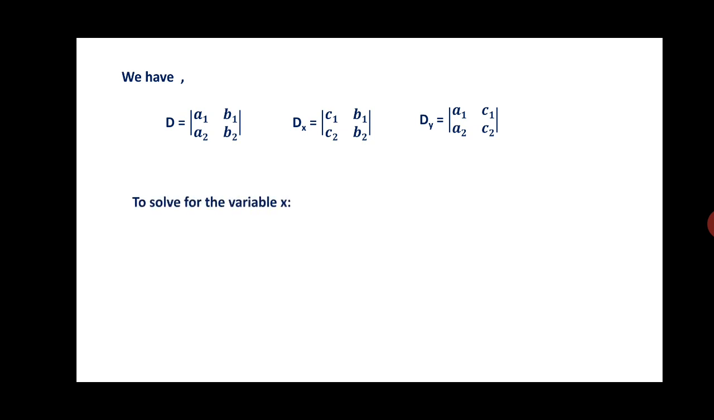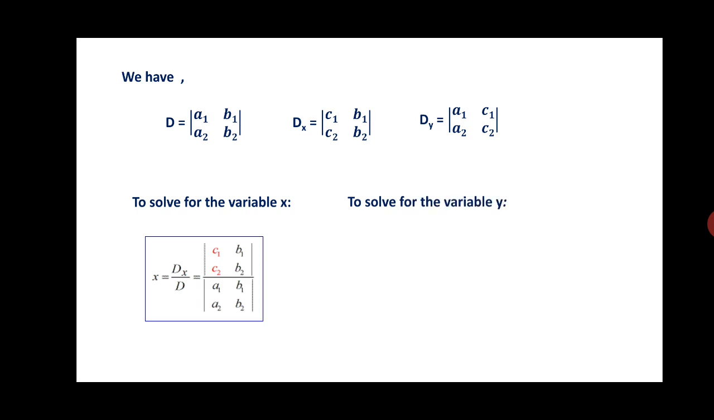So friends, we have D is equal to the determinant of a1 a2 b1 b2, Dx is equal to the determinant of c1 c2 b1 b2, and Dy is equal to the determinant of a1 a2 c1 c2. To solve for the variable x, we write x is equal to Dx upon D, that is c1 c2 b1 b2 divided by a1 a2 b1 b2. Similarly, y is equal to Dy upon D, which is a1 a2 c1 c2 over a1 a2 b1 b2.